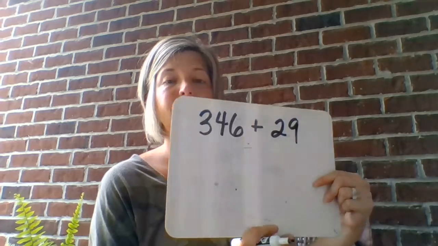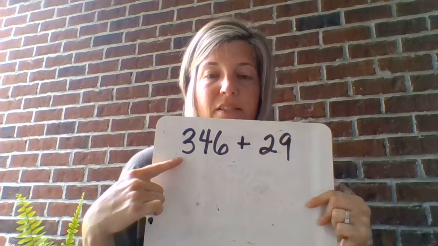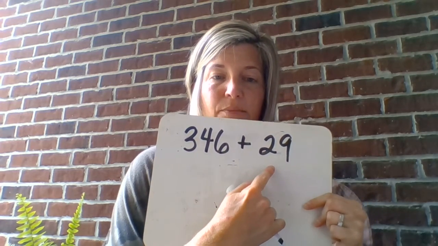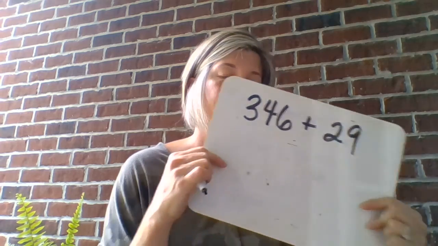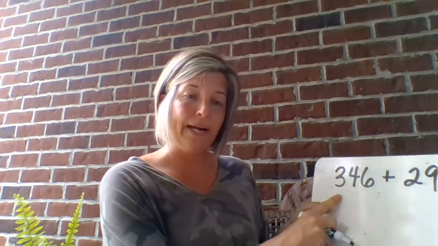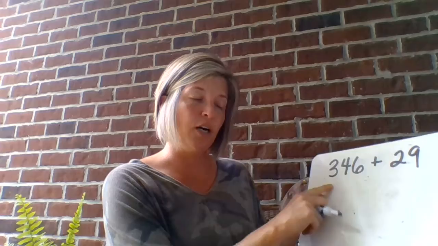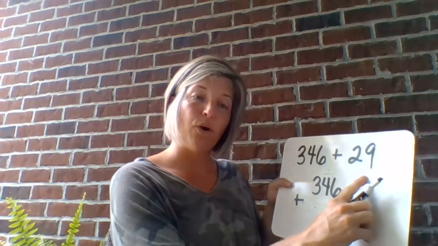Now, let's look at another problem. Say we have 346 plus 29. This number has 3 digits and this number has 2 digits. I'm going to write my number with the most digits on top. So I'm going to go ahead and write 346, and then I'm going to write my number with 2 digits next.